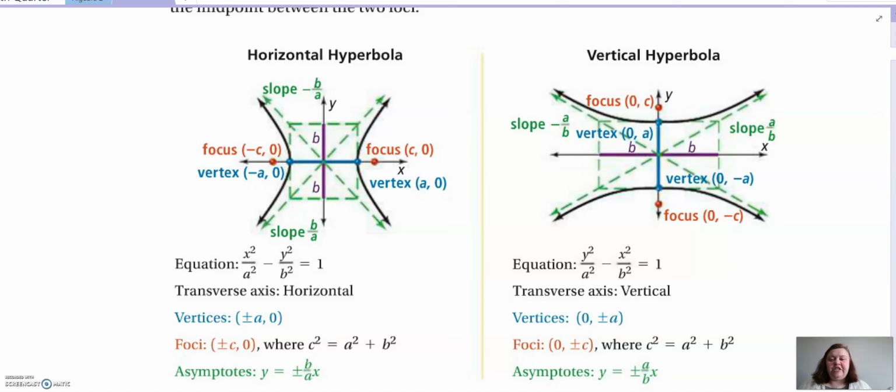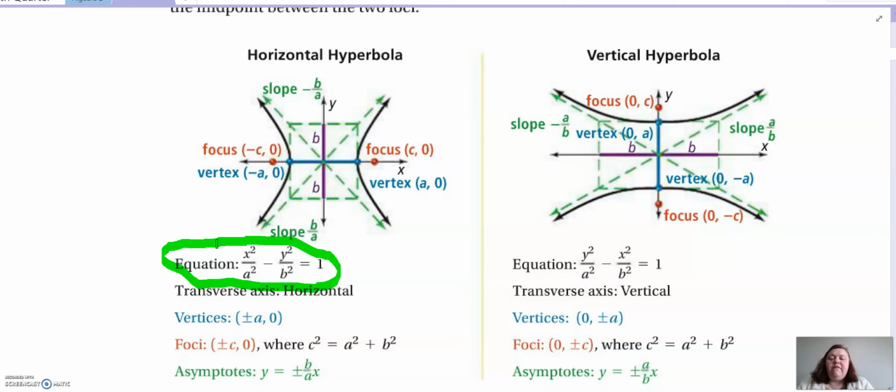Its equation is x squared over a squared minus y squared over b squared equals 1. Now, this equation, notice it's really similar to what we have for the ellipse. It's a minus sign instead of a plus sign. But we have an x squared over something minus y squared over a number.